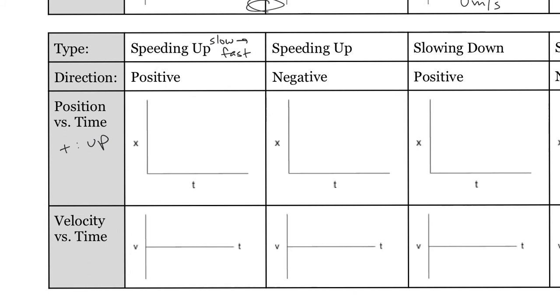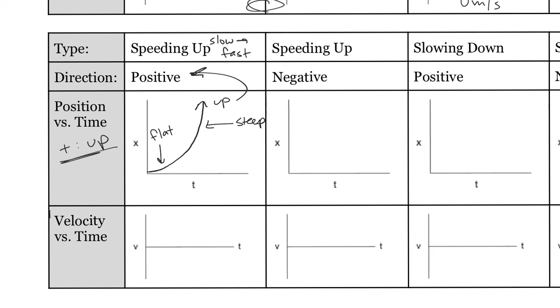Slow is kind of flat. So we're going to start off flat-ish, but still going a little bit up because we're going in the positive direction. And then as time continues, I get fast, and fast is steep. So I make it steeper in the positive direction. So you can see we go from flat, which is slow, to steep, which is fast. So that is speeding up. And because we're going up, that makes it the positive direction.